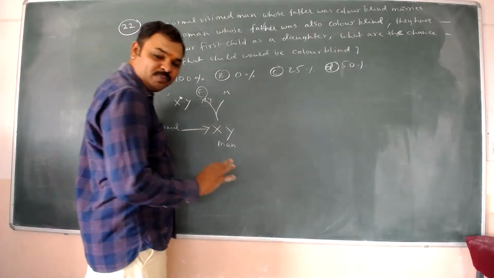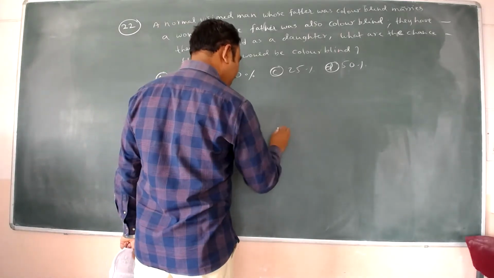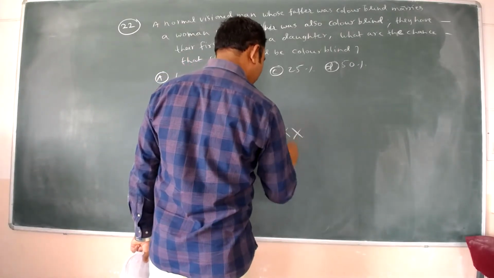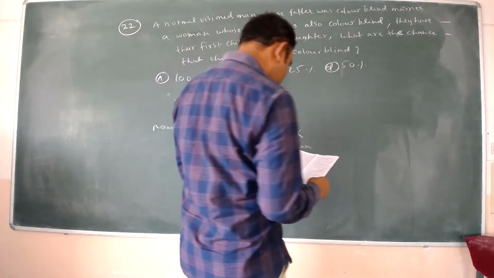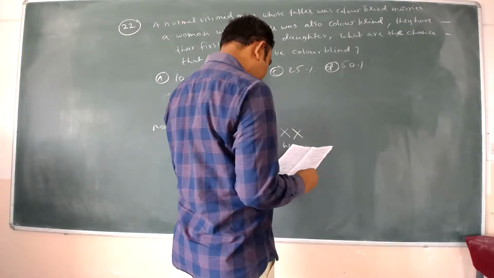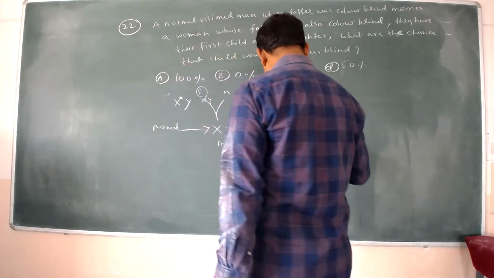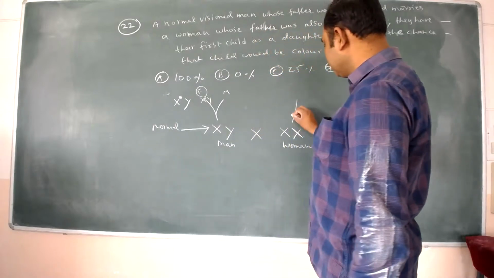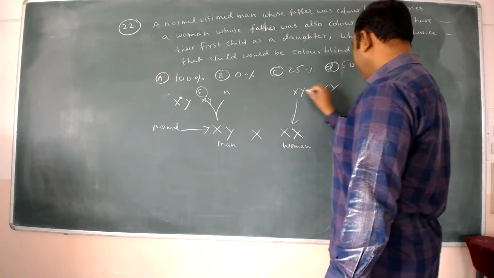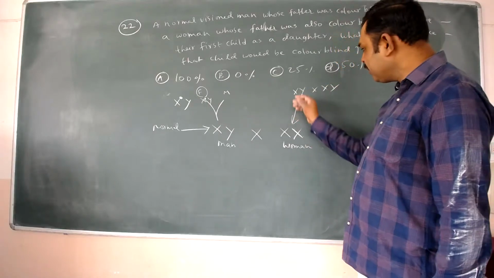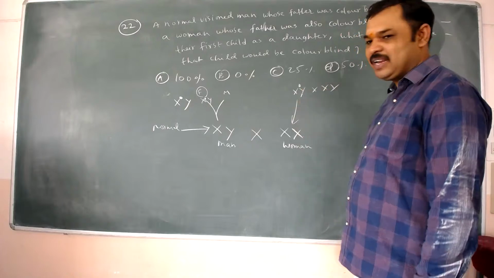This man married a woman. The woman's configuration is XX. Her father was also colorblind. How was she born? Born from parents, father and mother. But what about the father's history? The father's history is colorblind.